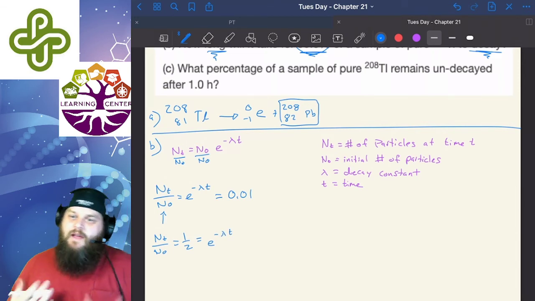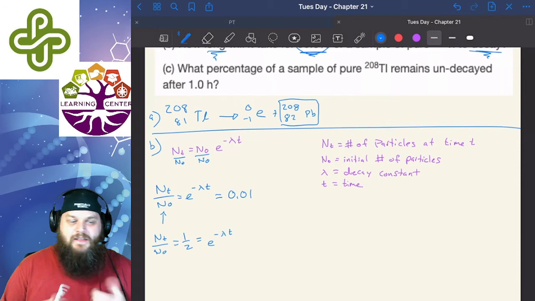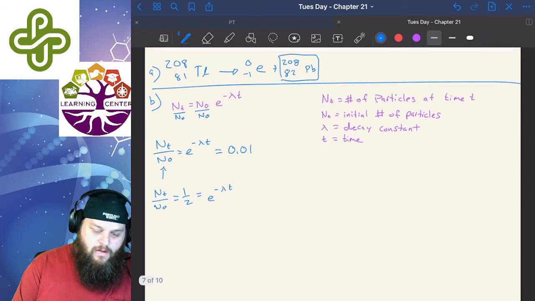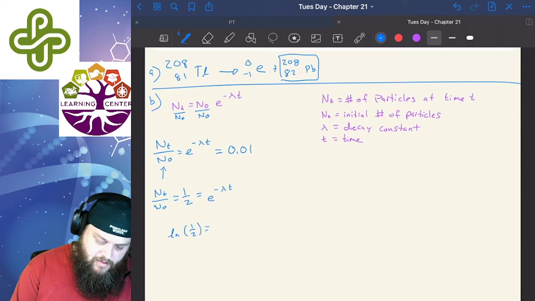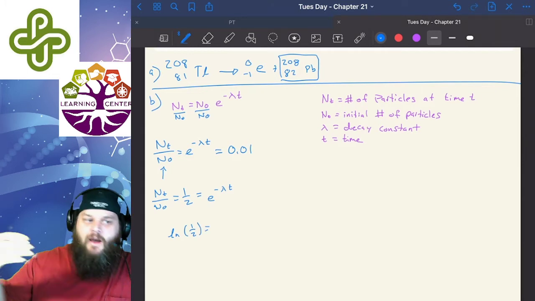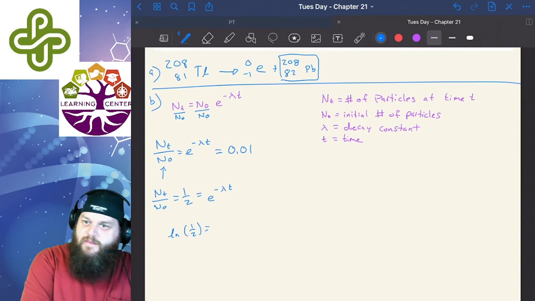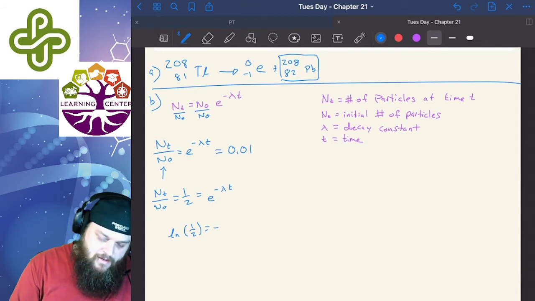So if that ratio is there and we know what T is going to be, we can then solve this for lambda. So let's do that. If I take the natural log of both sides, the natural log of 1/2 is going to be equal to the natural log of e to the power of negative lambda T, which is just going to be equal to negative lambda T, which is why I take the natural log.